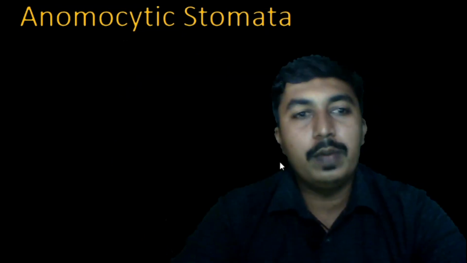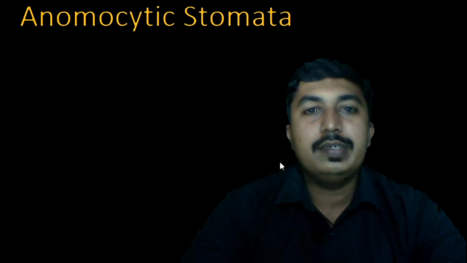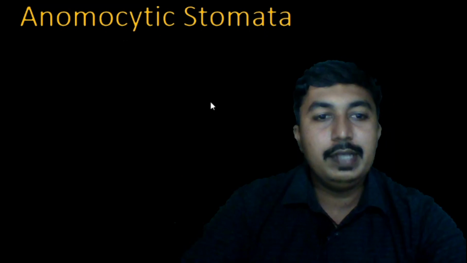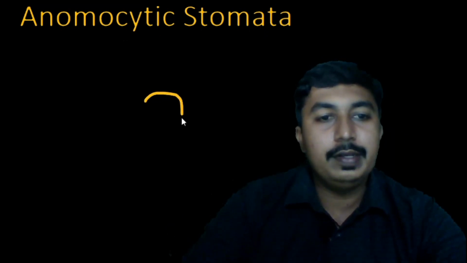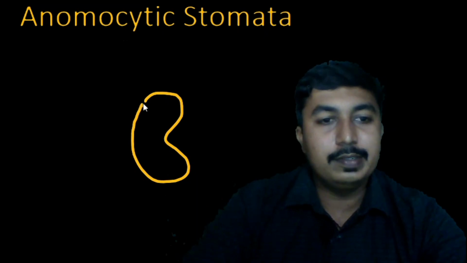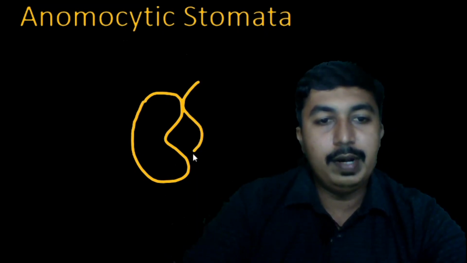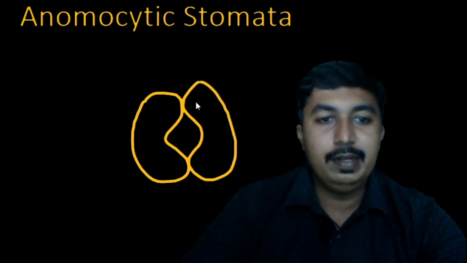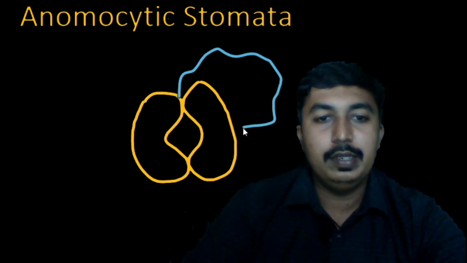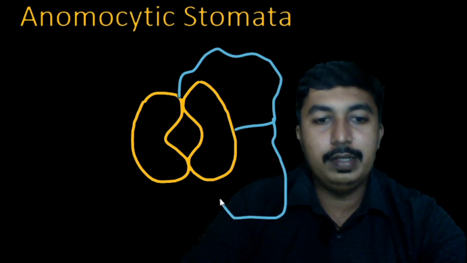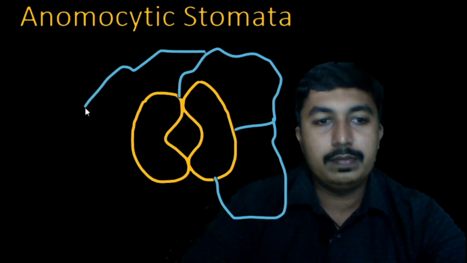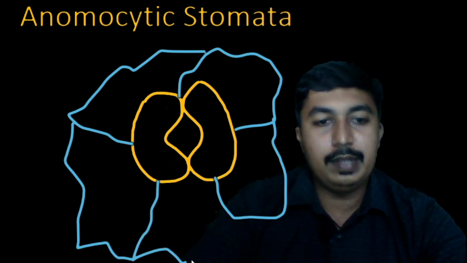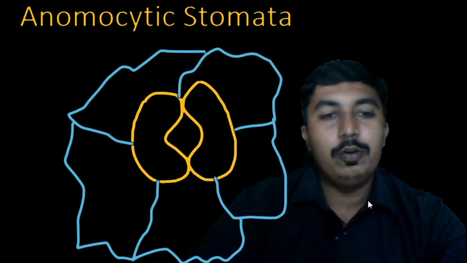Now the fourth type of stomata, that is anomocytic stomata. So this anomocytic stomata is also known as the ranunculaceous stomata. Now just see the arrangement of the subsidiary cells. Here the two kidney shaped guard cells are surrounded by subsidiary cells which are irregular. The subsidiary cells are irregular in shape. So here you can see all the subsidiary cells are irregular in shape. The subsidiary cells are irregular, that is ranunculaceous stomata or anomocytic stomata.